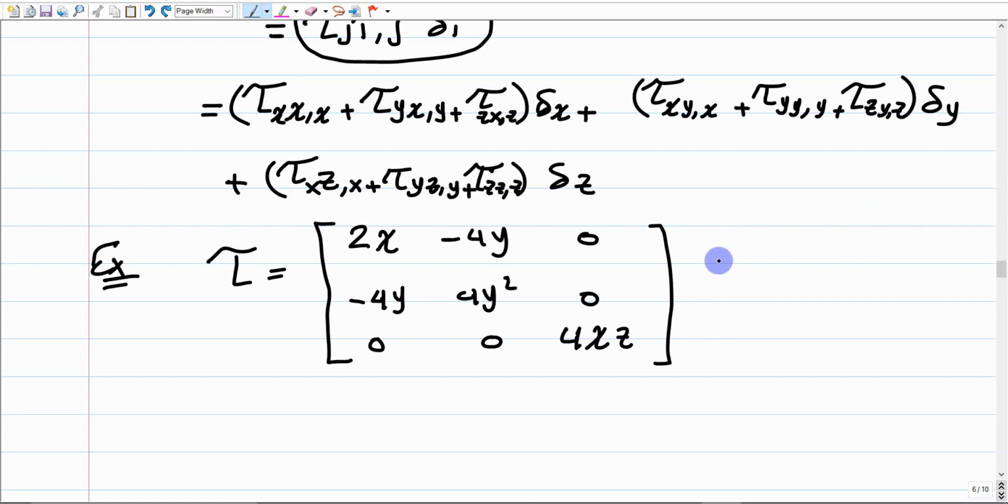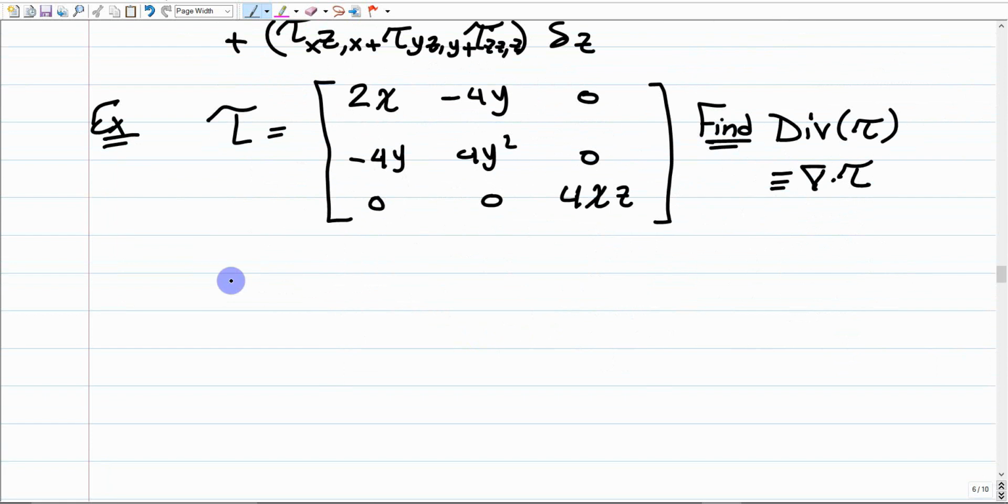And how about if it is required here to find the divergence of tau? So the divergence of tau, it means that we are interested to find nabla dot tau tensor itself, which is going to give us a vector as we agreed before. So how can we find this vector? Let us solve this example.